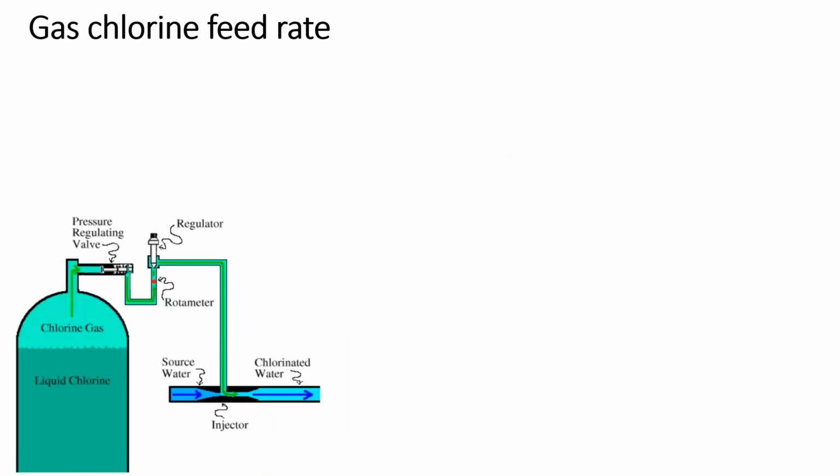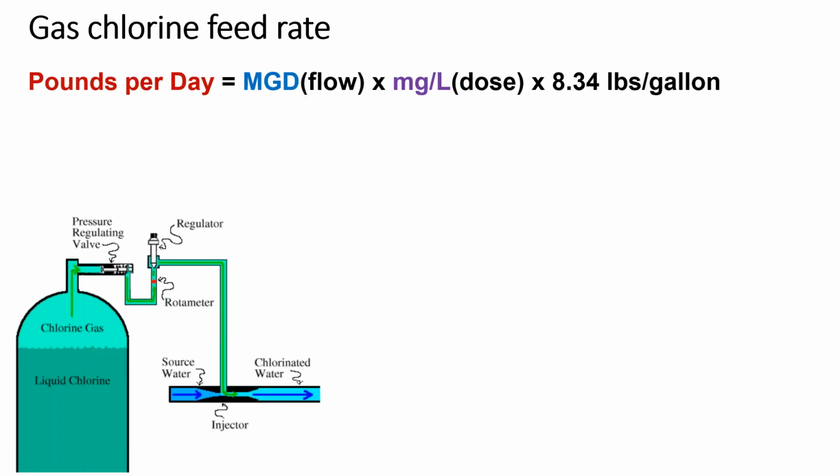Let's move on to feed rates now. We're going to begin with gas chlorine feed rate because gas is 100% strength. And we're going to use a formula called the pounds formula. We use very particular units for the pounds formula. MGD, a million gallons per day. Milligrams per liter is the same as parts per million, and then we multiply that by 8.34 pounds per gallon, which is the weight of water per gallon.